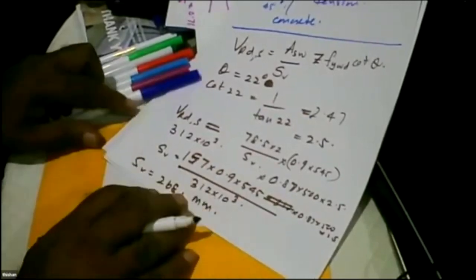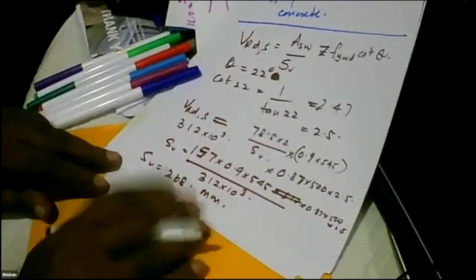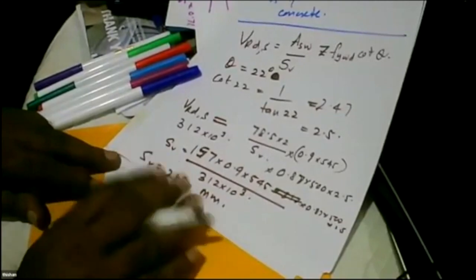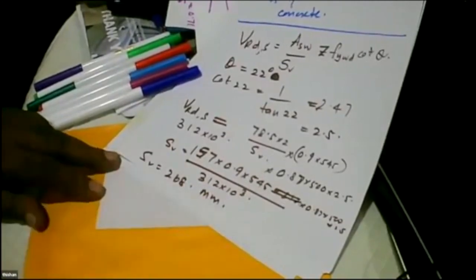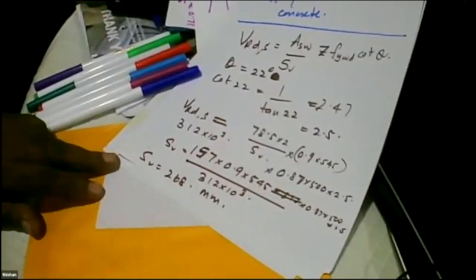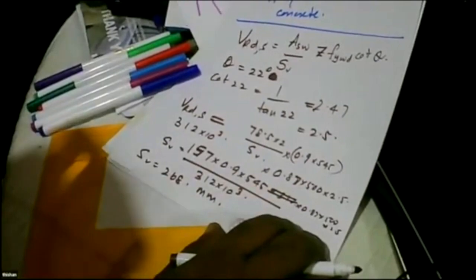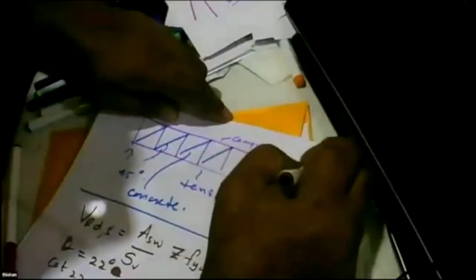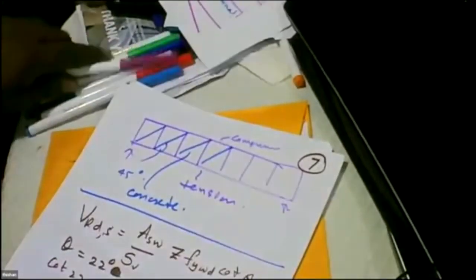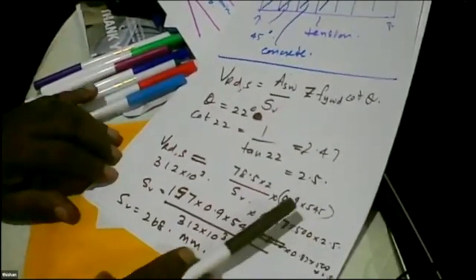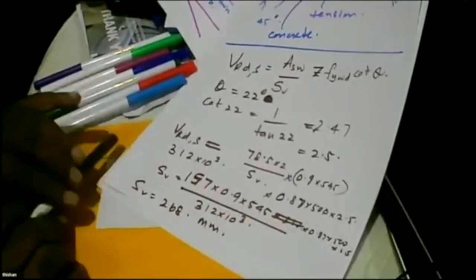Can you remember the British code gave a lower value? British code gave 150, 167. This gives a slightly higher value. So Eurocode is more advanced in shear design. But in Eurocode also we have only one equation, and that equation is given in the code. Then you have to ask, what is this theta? What is this magic theta? How do you get theta? That's where the complication is. Otherwise, finding the shear reinforcement is easy.